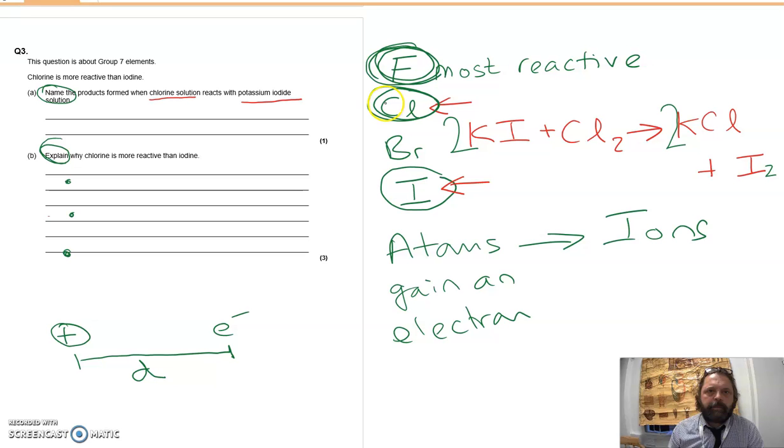Chlorine atoms are smaller. The distance between the nucleus and the outermost shell of electrons is smaller. Therefore, the attraction force between the nucleus and the outermost shell is stronger. And therefore, chlorine atoms can attract an extra electron into their outer shell more easily than iodine, which is a bigger atom, a bigger distance, a weaker force, and with the added impact of extra shells of electrons getting in the way of that attraction pulling on the outermost shell.